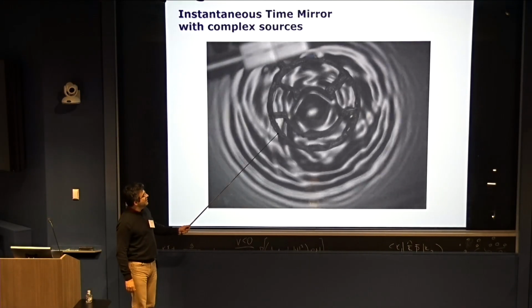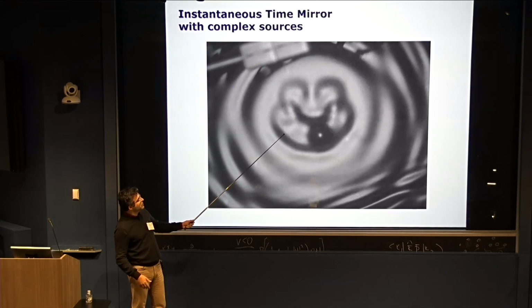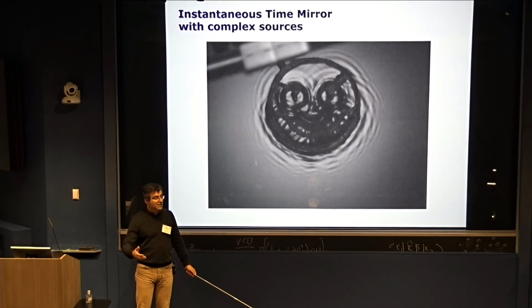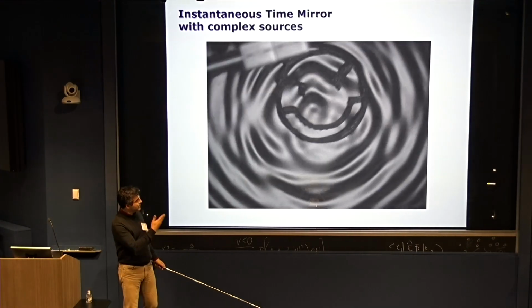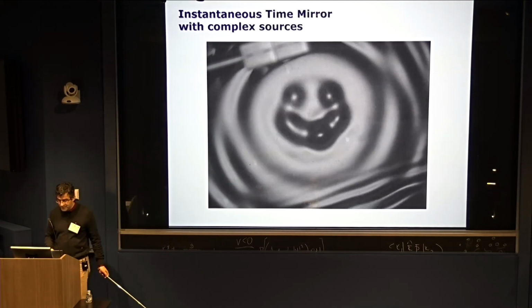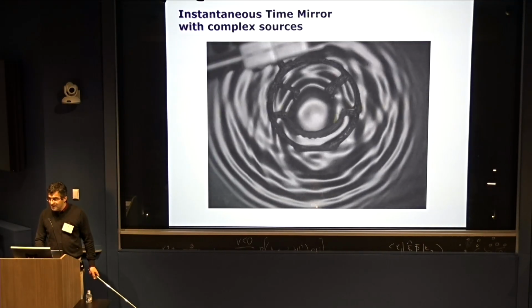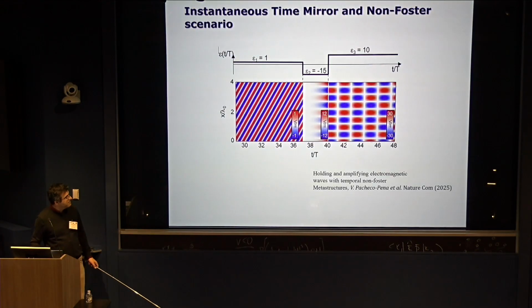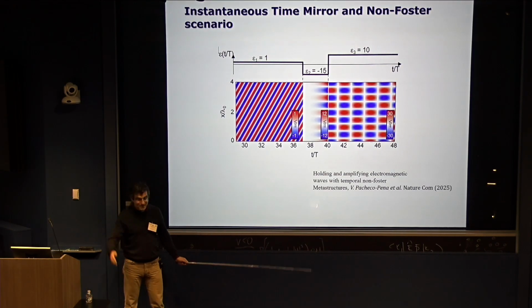And then, if you want to publish in a nice review, you need to do more than a circle. So with a complex structure, you can time-reverse a complex shape, like for instance, a smiley. Okay, that was a few years ago. And then we had a talk with Nader. And this is the article that Nader showed this morning.